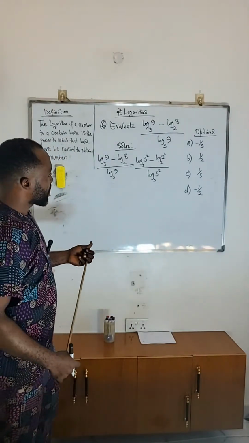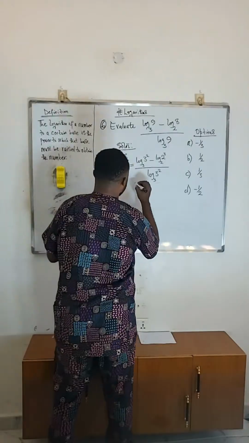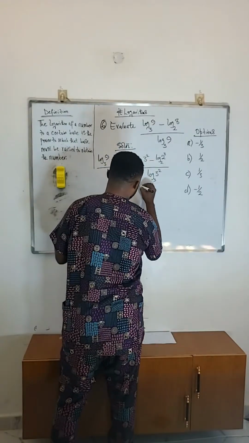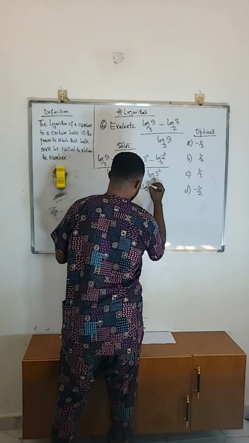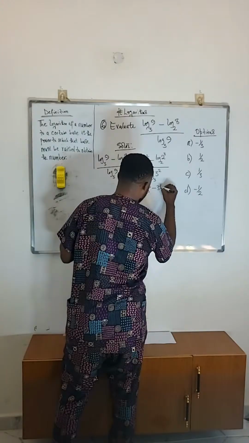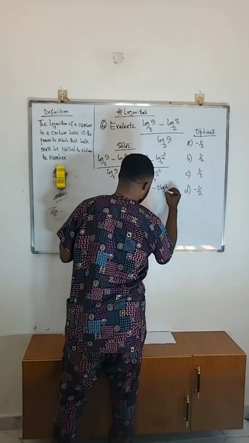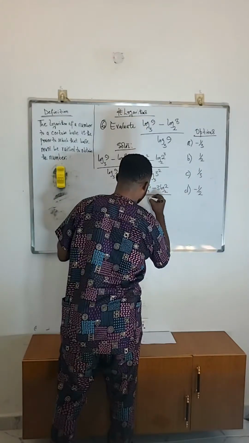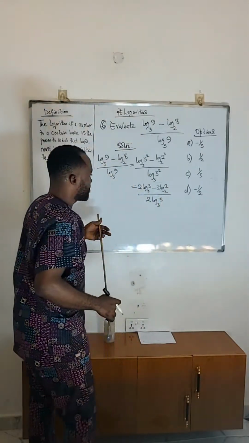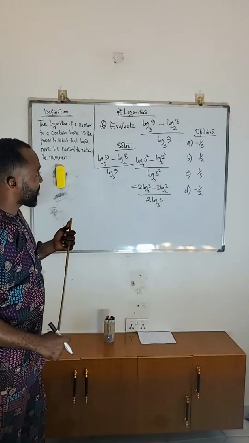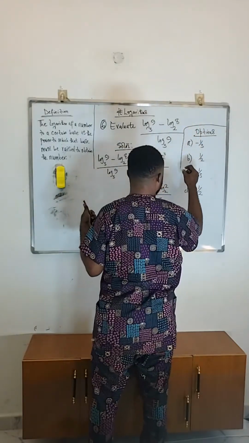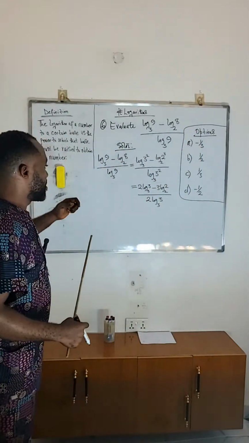Okay. So in the next step, we're going to have this. Here, the power will multiply the log. That will be 2 log 3 in base 3 minus 3 log 2 in base 2 all over 2 log 3 in base 3. Okay? Do not confuse this place with other places. All right.